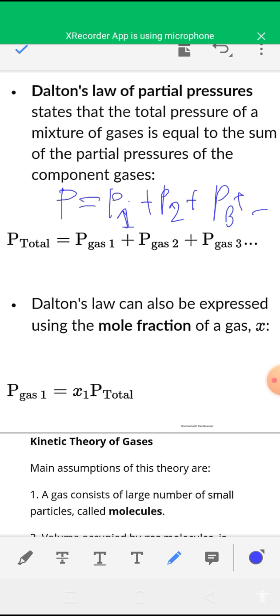So Dalton's law of partial pressure states that the total pressure of a mixture of gases, and you have to remember that these gases are non-reacting to each other, is equal to the sum of the partial pressures of the component gases. So you can write, according to Dalton's law, total pressure of the gas mixture is equal to partial pressure of gas 1, plus partial pressure of gas 2, plus partial pressure of gas 3, like this.